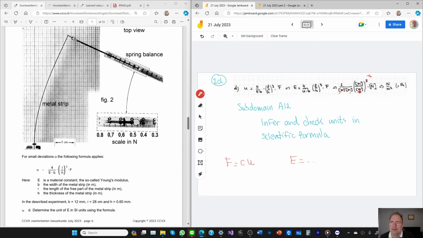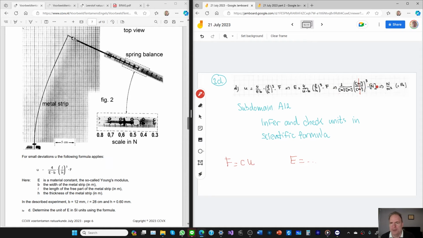No, wait. Divided by m squared. Let me see. Sorry, I was completely wrong there. Forget everything I said there. This is actually a ratio, mass divided by mass to the power 3. So that's dimensionless. So actually these all cancel.